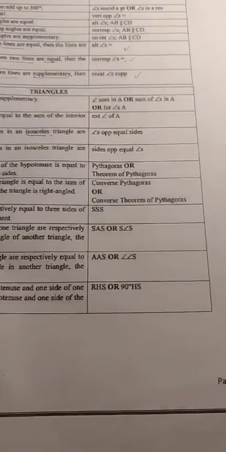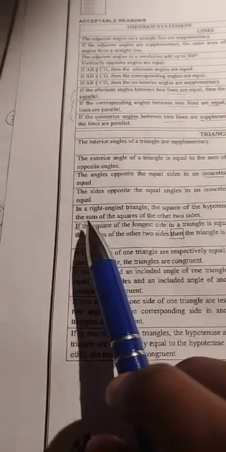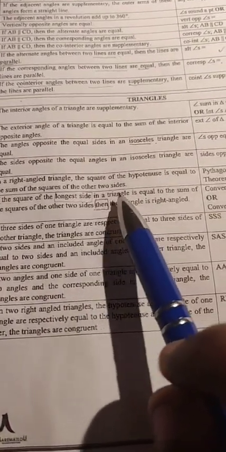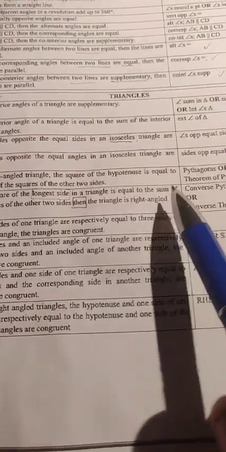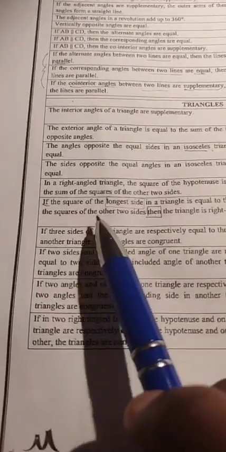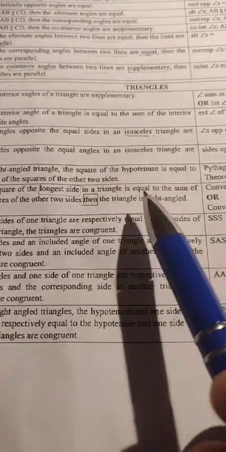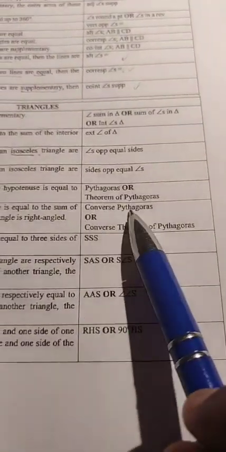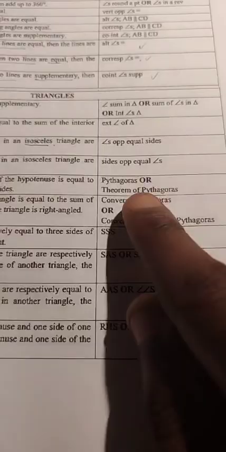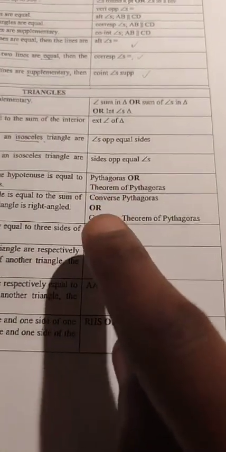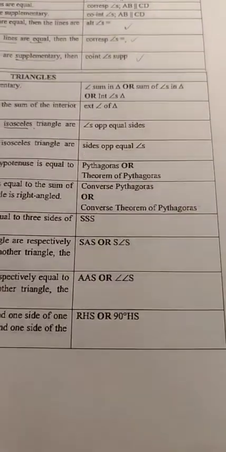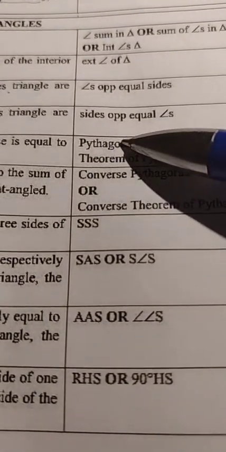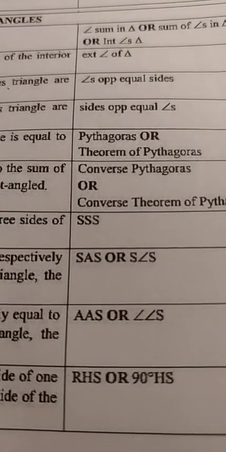Now, some of you are like, please repeat the reason. Guys, let's come back to the acceptable reason document. If the square of the longest side in a triangle is equal to the sum of the squares of the other two sides, then the triangle is a right angle triangle. Reason, converse Pythagoras. This is the reason that they provided. Or you could write converse theorem of Pythagoras. The word converse, guys, means opposite. There's Pythagoras, there's the opposite of Pythagoras.